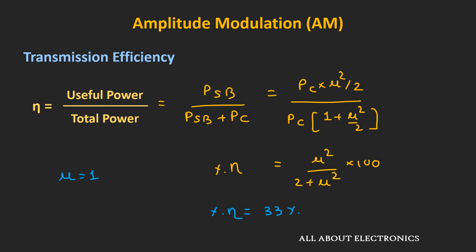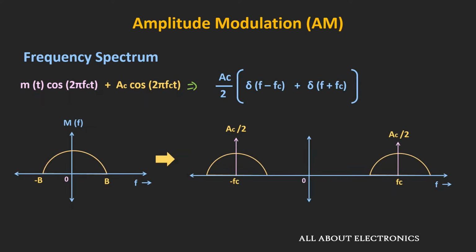And similar to the DSBSC, this scheme requires 2 times the bandwidth of the modulating signal. That means if the bandwidth of the message signal is equal to B, then the bandwidth of the modulated signal will be equal to 2B. So we can say that this modulation scheme is also not bandwidth efficient.